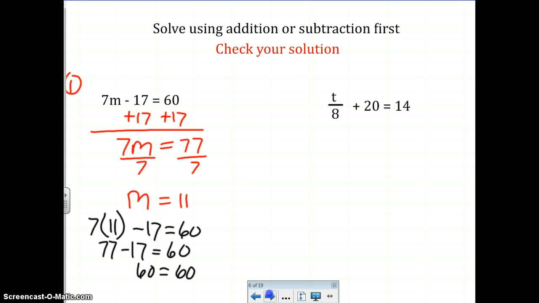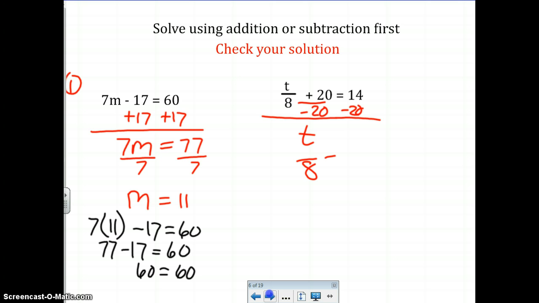This next equation that we're working with, t divided by 8 plus 20 equals 14. Again, I can take the positive 20 and remove it by subtracting 20. That's going to leave us with t divided by 8 equals negative 6. On the left side, it's division, so if I multiply by 8, I multiply by 8. That can simplify the left side to just t equals negative 48.